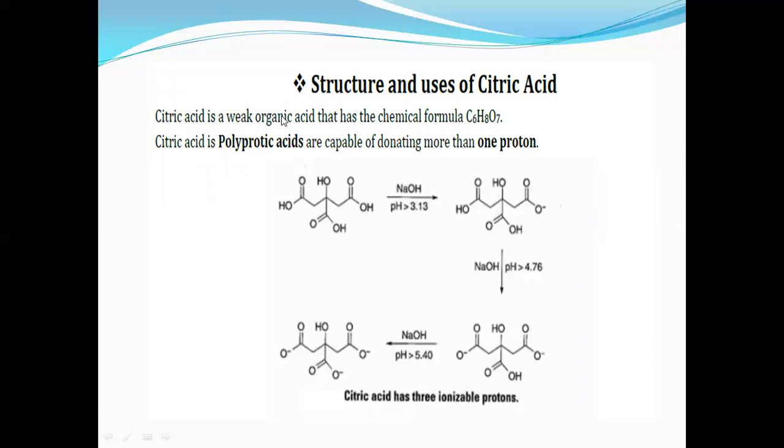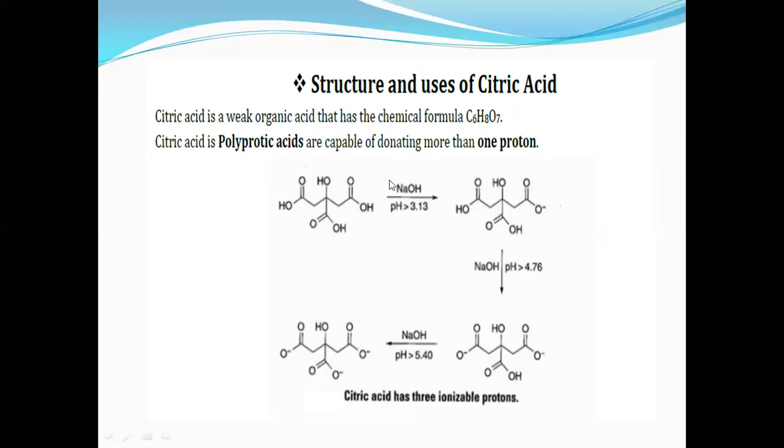Now this is a weak organic acid. The meaning of the word weak organic acid is that it will not ionize properly or completely in the presence of water molecule. So this is a weak organic acid and has the chemical formula C6H8O7. It is a polyprotic acid, which is capable of donating more than one proton.